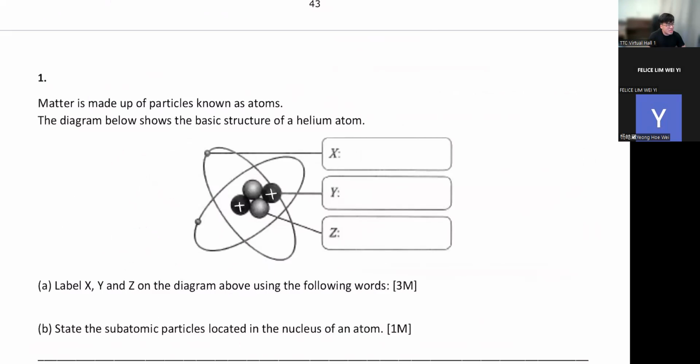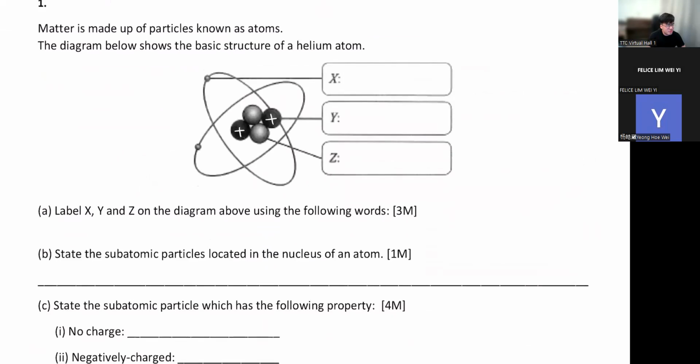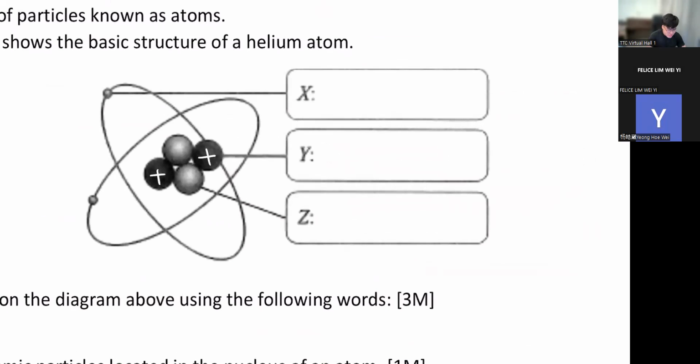So, this is a helium atom. Label X, Y, and Z. As you can see, Y is the positive one, so this is your proton. Z is the neutron. Of course, neutral. And then X is your electron.